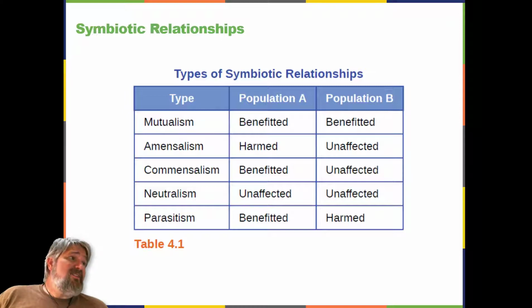As you can see here, in a mutualistic relationship, both populations are benefited. If it's amensalism, one is harmed while the other one is unaffected. In commensalism, one is benefited while the other is unaffected. In neutralism, neither population is affected. And in parasitism, one population is benefited from the harm of the other population.